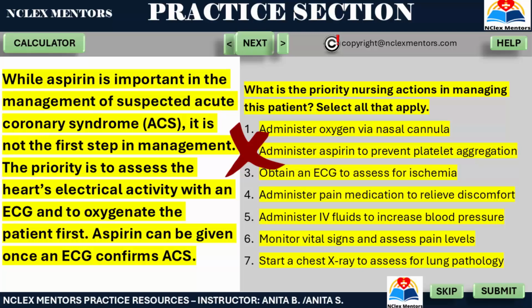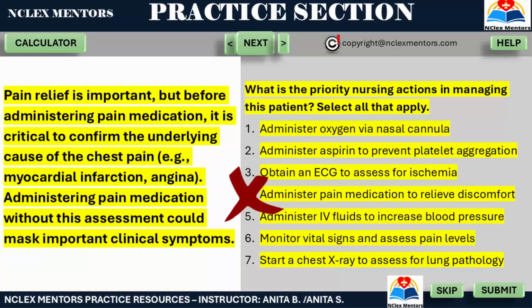Aspirin can be given once an ECG confirms ACS. This step is important but secondary to ensuring oxygenation and ruling out MI with an ECG. 4. Administer pain medication to relieve discomfort.